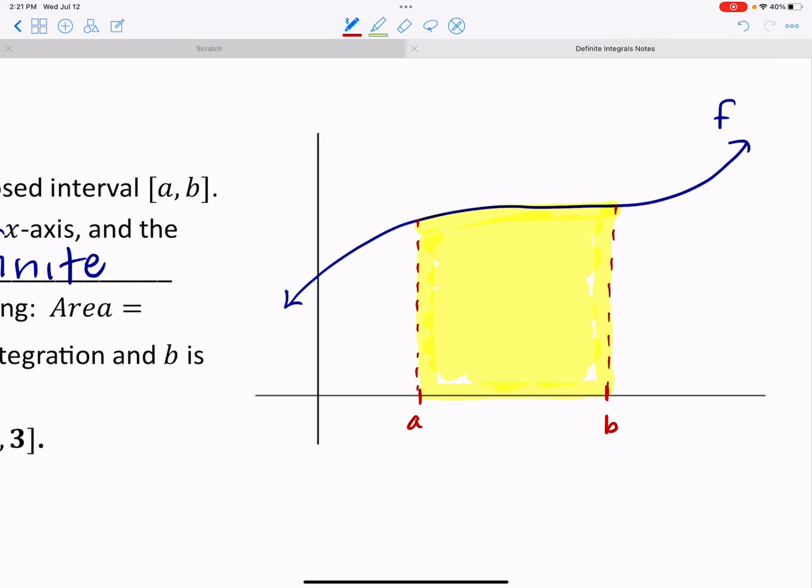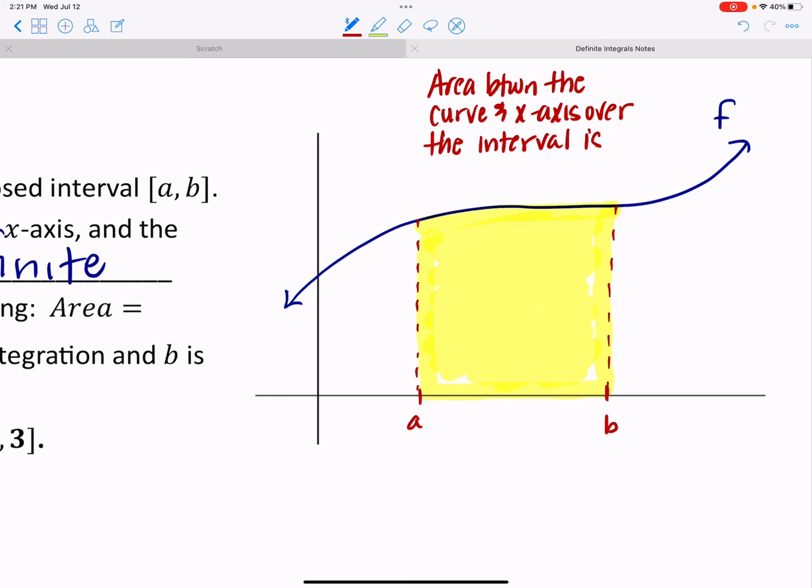Okay, so if I was to put this plainly in more plain language, the area between the curve and x-axis over the interval is a definite integral. Okay, so that is what we're doing when we're finding a definite integral. We are finding area. It's the area between our curve and the x-axis over a specific interval.